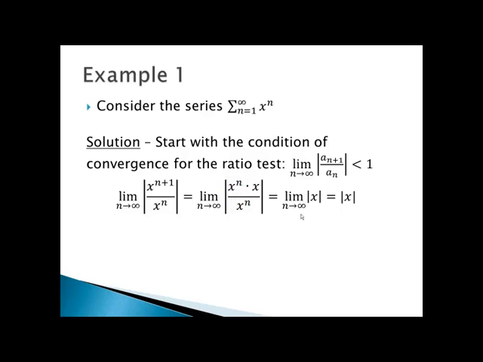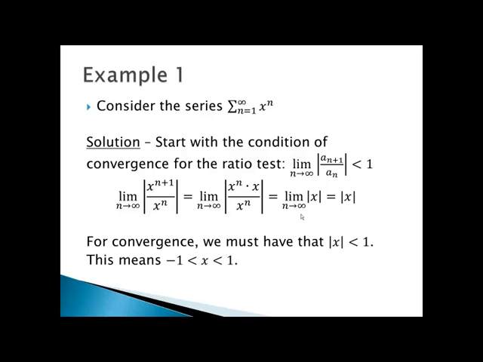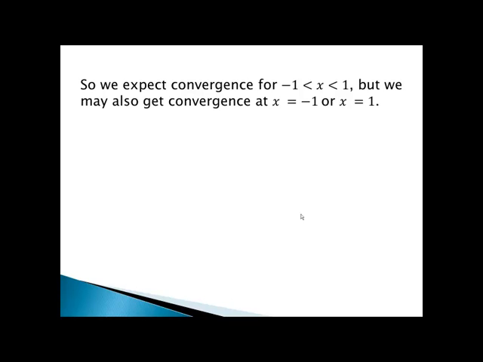Well, because there are no n's in the absolute value of just x, that limit is equal to the absolute value of x. For convergence, I need the absolute value of x to be less than 1. Solving that inequality, this means that x must be sandwiched between negative 1 and positive 1. So I expect convergence for values of x between negative 1 and positive 1. But we may also get convergence at the endpoints, negative 1, or at the other endpoint, positive 1. So we have to check.